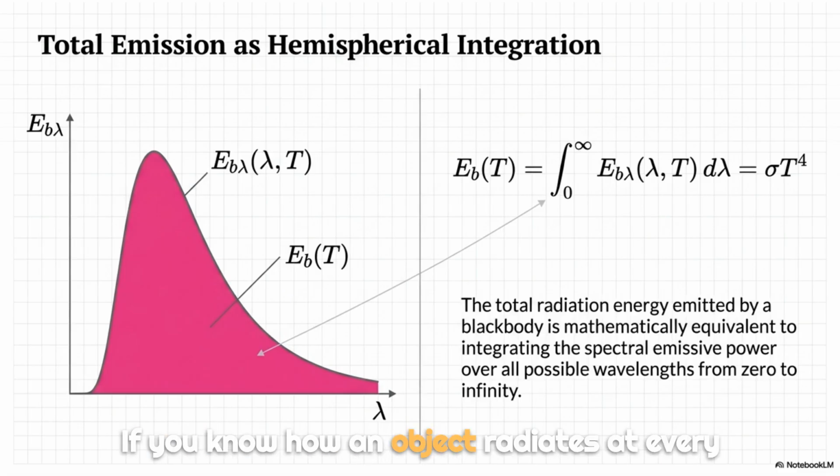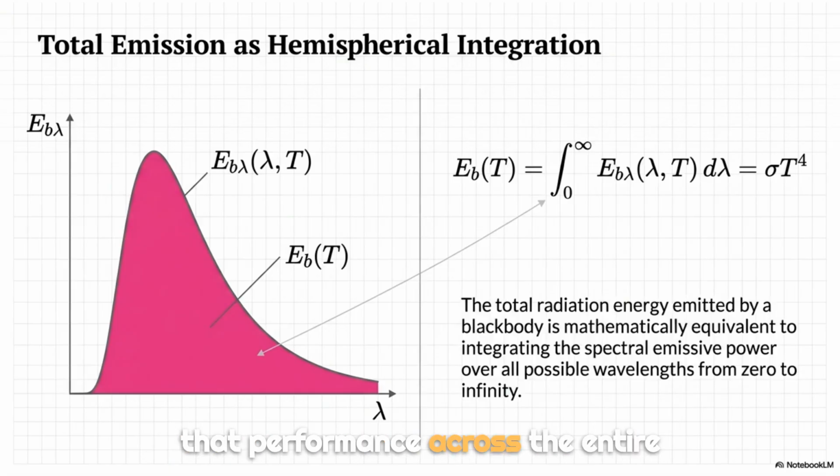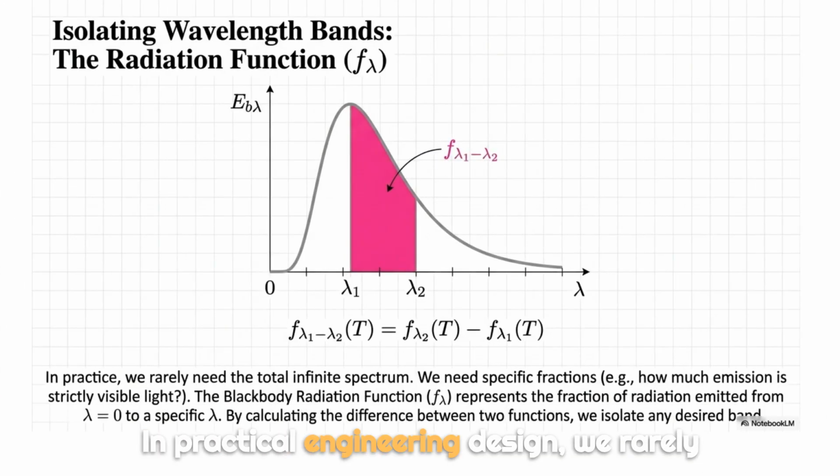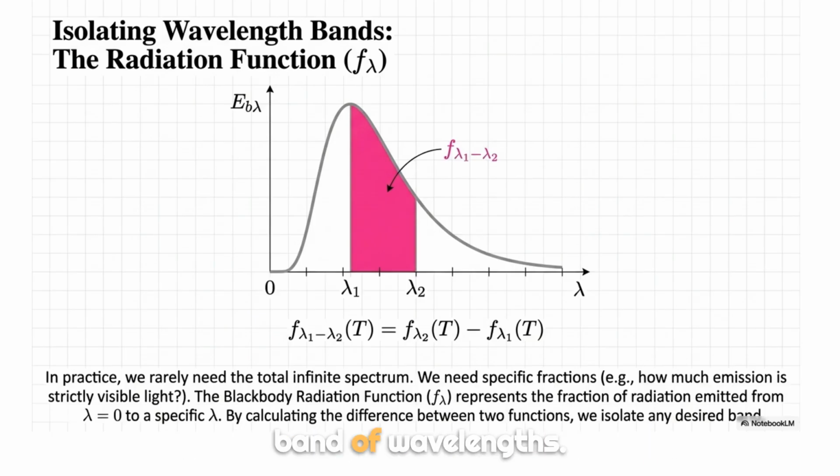If you know how an object radiates at every individual wavelength, you can integrate that performance across the entire electromagnetic canvas to find the total heat flux leaving the surface. In practical engineering design, we rarely need to integrate from 0 to infinity. Instead, we often need to isolate a specific band of wavelengths.